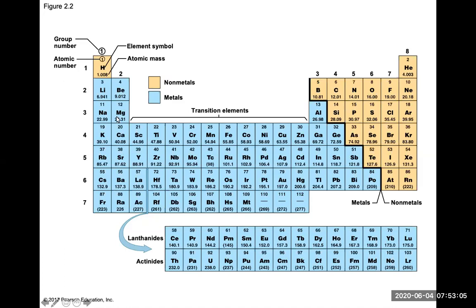But again, each element has what we call an atomic number, which refers to the number of protons, and an atomic mass, which refers to the number of protons and neutrons put together. And if all of these elements are neutrally charged, the number of protons will equal the number of electrons as well.